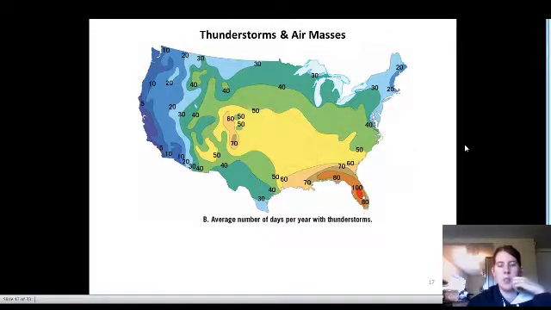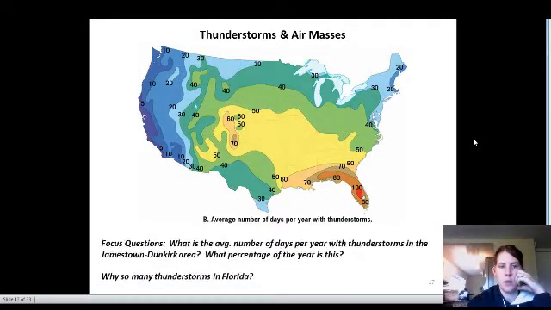So this map is just showing the average number of days per year with thunderstorms. What is the average number of days per year with thunderstorms in the Jamestown, Dunkirk area? And what percentage of the year is this? And what are the average number of days per year with thunderstorms in your area if you are not in the Jamestown, Dunkirk region? And why are there so many thunderstorms in Florida?